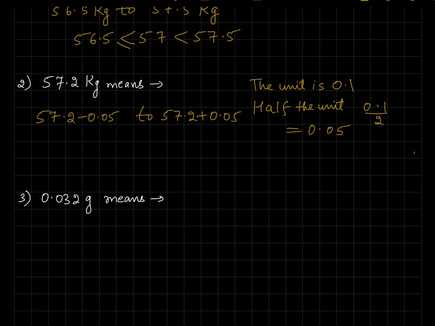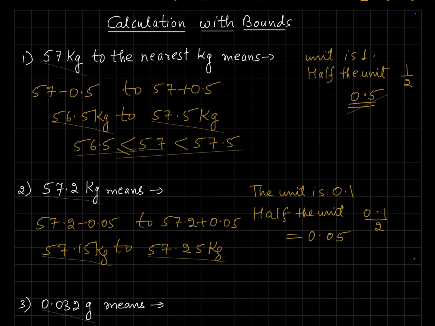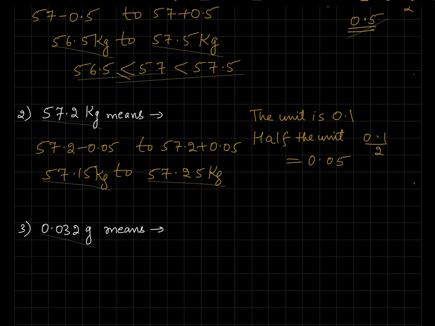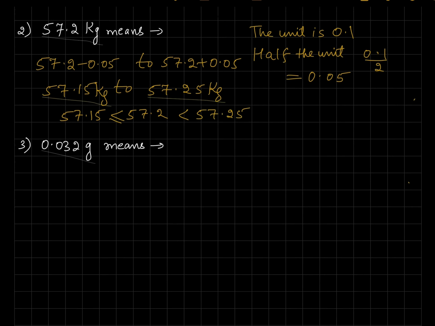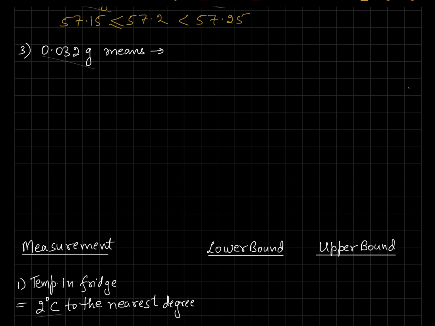So it means that it can be 57.15 to 57.25 kg, right? Let us write the units here also. And the same thing, if you have to write it in range form, I can say that 57.2 is greater than or equal to 57.15 and less than 57.25. Clear?